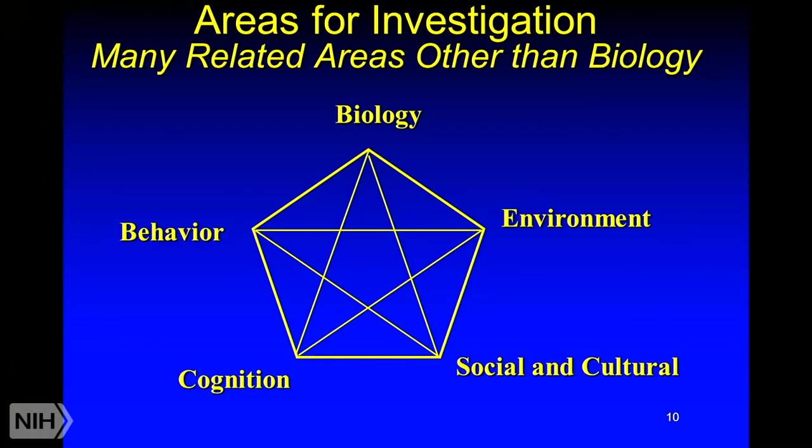So this is just a graphic that looks at the different kinds of questions that you could ask that are all related to each other that may be something other than biology. You can ask environmental questions, social and cultural questions, cognitive questions, how do people think about a specific problem, and then also behavioral questions as well, and how those all might impact outcomes. It's interesting that we think about only biology as affecting outcomes and write these other things off as being soft outcomes.